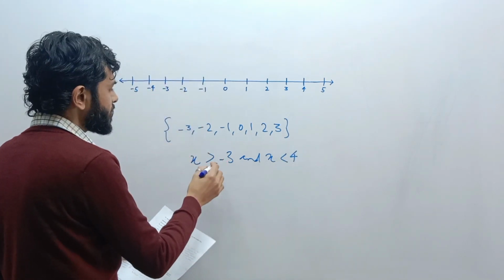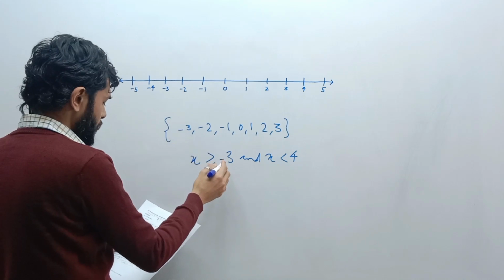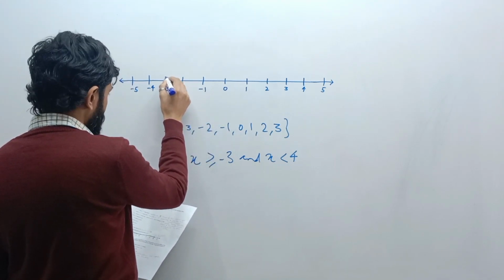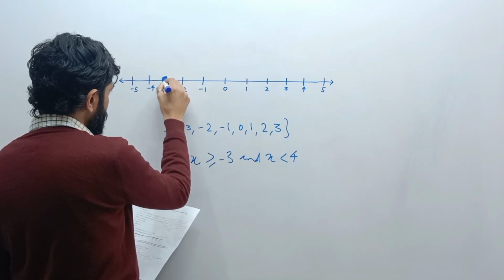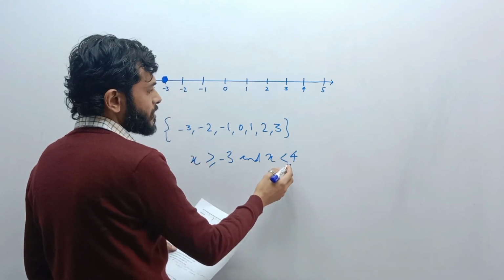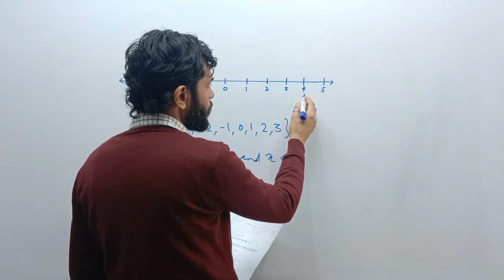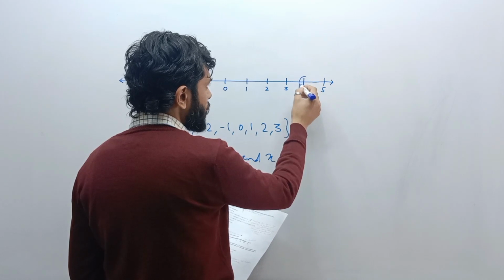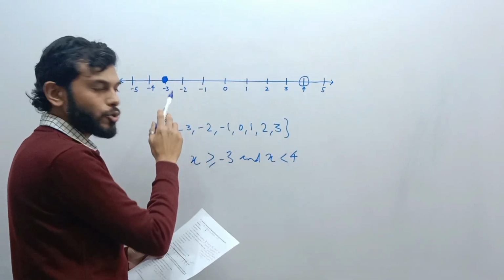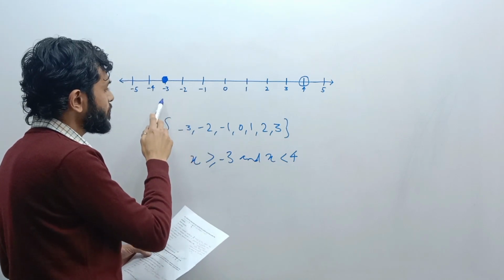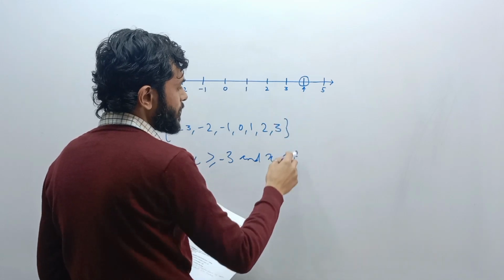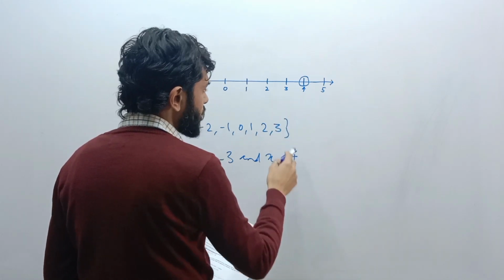So here in this case -3 would be included in the number line, so -3 would be a dark circle, and as x is less than 4, we will not include the value of 4, so here at 4 it will be a hollow circle. Always remember, a dark circle is used when the term is included in the set, and a hollow circle is used whenever the value is not included in the set.